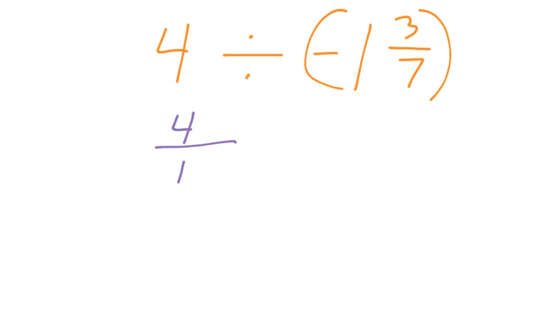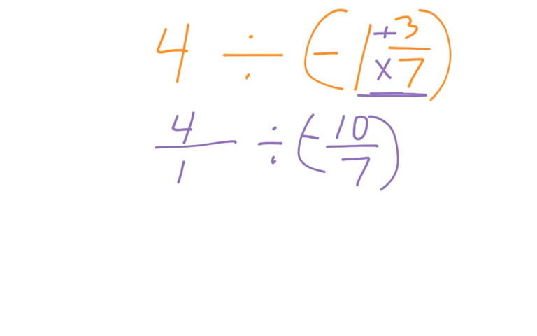So before I change the sign here, I'll still keep it division. We're going to make this mixed number into a fraction first. So we multiply and add. So 7 times 1 is 7, plus 3 is 10. So that becomes 10 over 7. Okay? And now we can keep it negative. You don't worry about your sign until after you multiply and add.